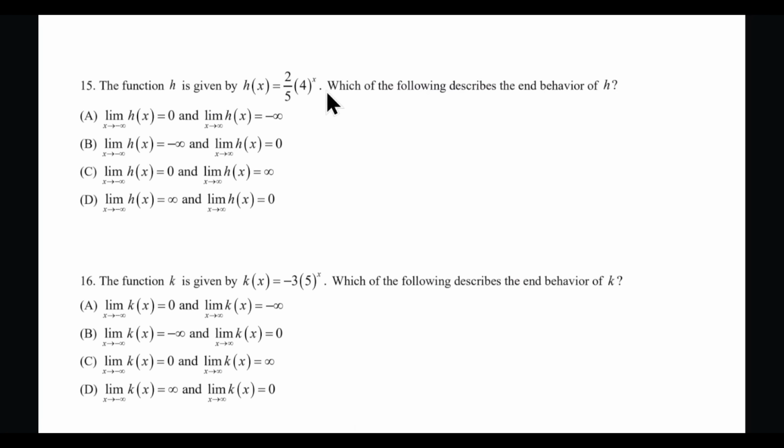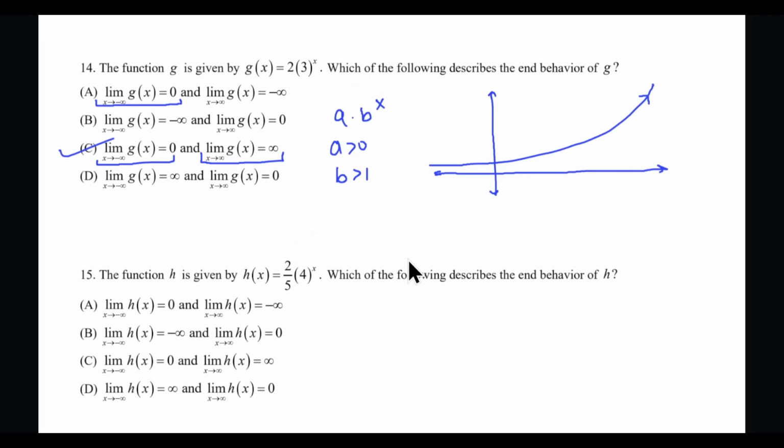The function h is given by this, and which of the following statements is true? Don't be confused just because this is less than 1. It doesn't matter. All we care about is that this should be positive, and if this is greater than 1, then it literally follows the same thing as the previous question. I think they have not even changed the options. It should be C as well over here, just like the one above, right? A times b to the x.